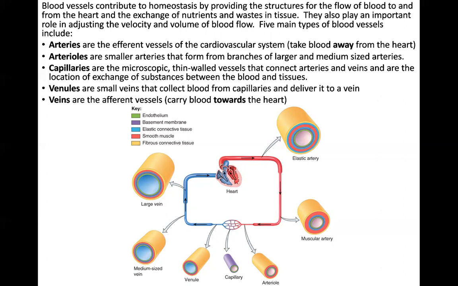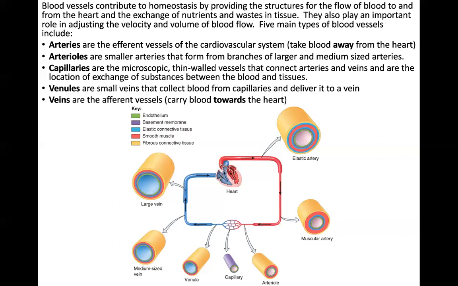Blood vessels also play a very important role in adjusting the velocity, which refers to the speed of blood. But what do I mean when I say volume of blood flow? Anybody know what volume refers to? Anybody taking chemistry and learning about volumes in that class? Volume refers to the amount of blood that we have. Thinking back to our last unit when we talked about blood, we learned that about half of our blood is what? Water. Okay. So by adjusting the amount of water that we have in our blood, we affect how much blood we have as a whole.